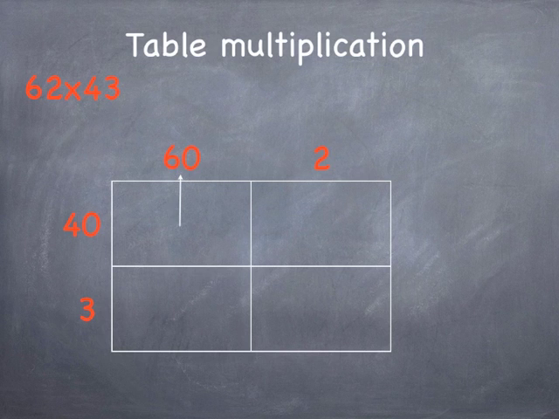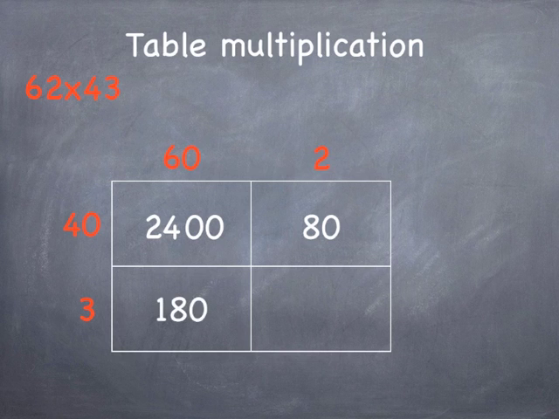First the 60 times the 40. Now when multiplying numbers like these with zeros at the end, I suggest that you just ignore the zeros for now and work out 6 times 4. That's 24. And there were two zeros that I ignored, so just put them back in. That's 2400. Next, 2 times 40 gives 80. 60 times 3 gives 180. And finally 2 times 3 gives 6.